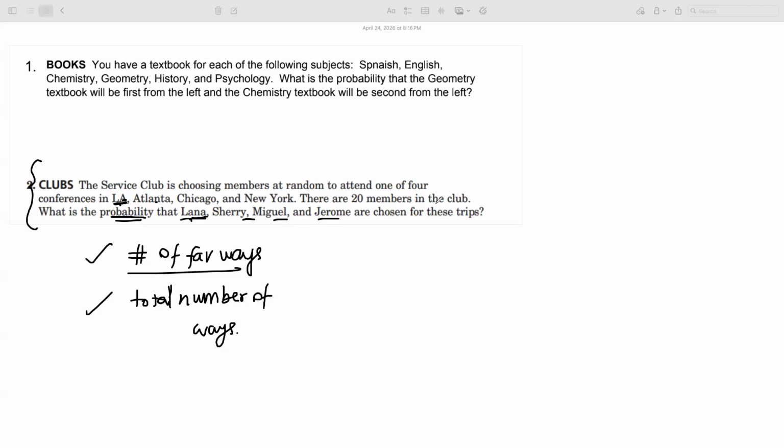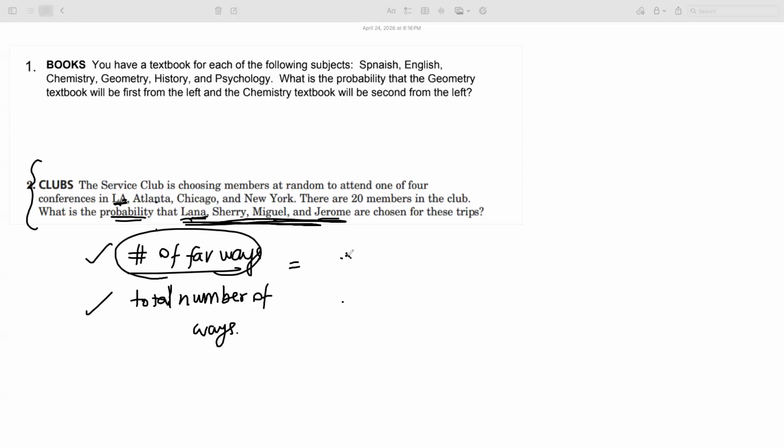it's a 20-member club, right? So what will you choose? Okay, we'll go with combinations itself. So tell me, what will go here? Isn't it 4 out of 20? Correct. Number of favorable ways is 4. You're going to pick 4 from the 20.